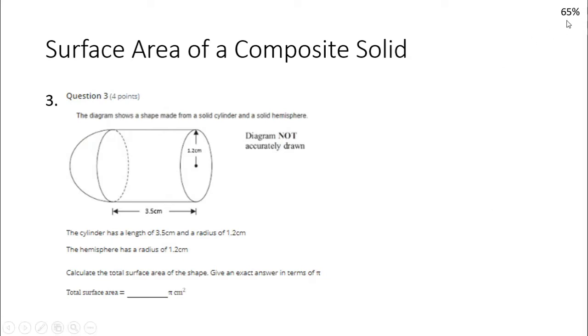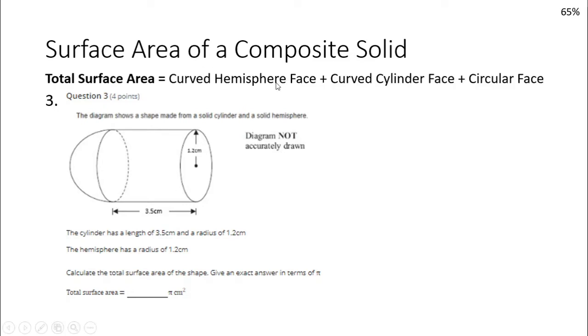Next, this one went quite a bit better, 65% got it right. So taking this up, the surface area of this solid cylinder and hemisphere shape. To work out the surface area of this shape, I need to work out the curved hemisphere face. So that is just the curved bit, not the circle, because the circle is touching the end of the cylinder. It's not an outer face. The curved cylinder face, which is basically just a rectangle that is wrapped around this circular shape, and the circular face that's here at the end, right?